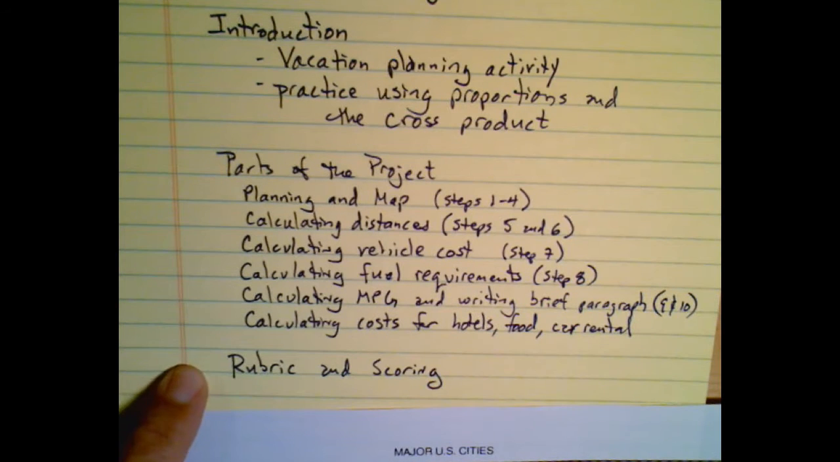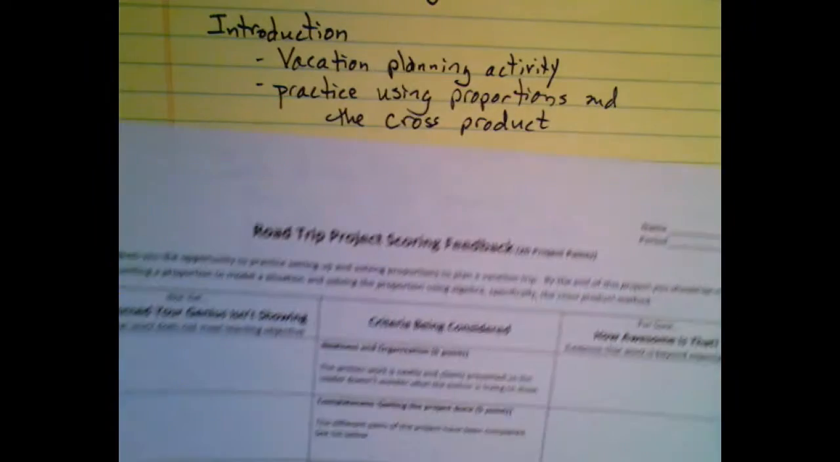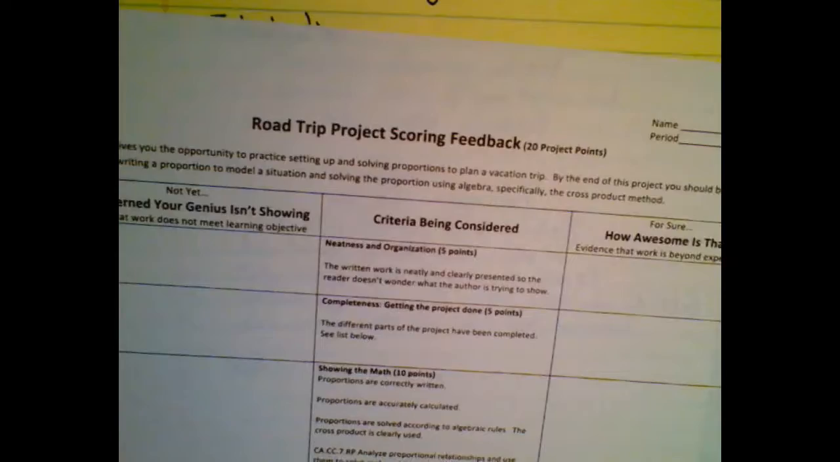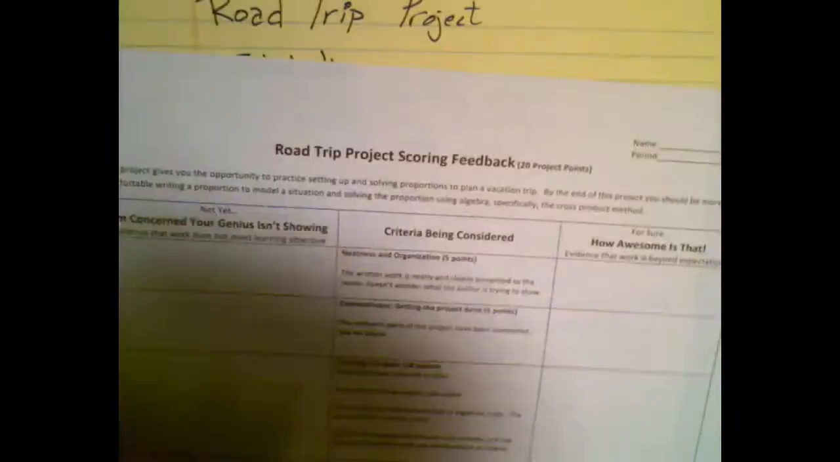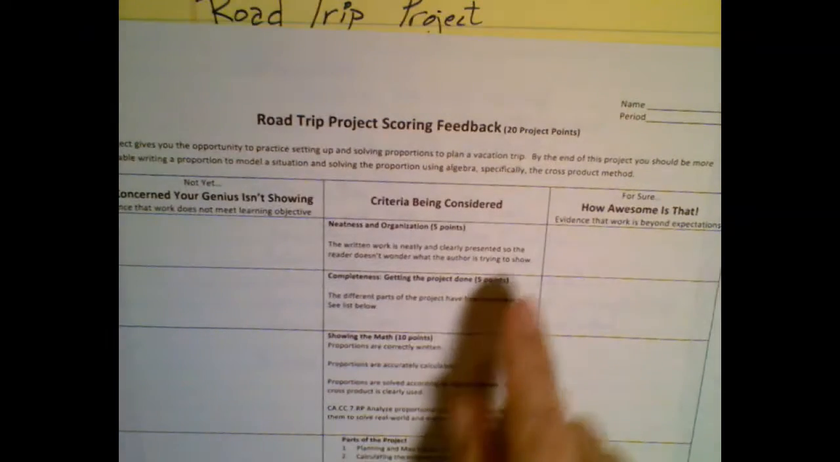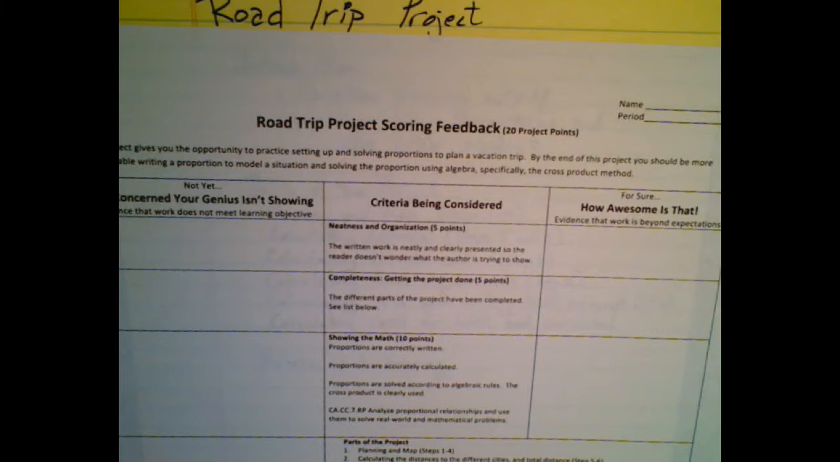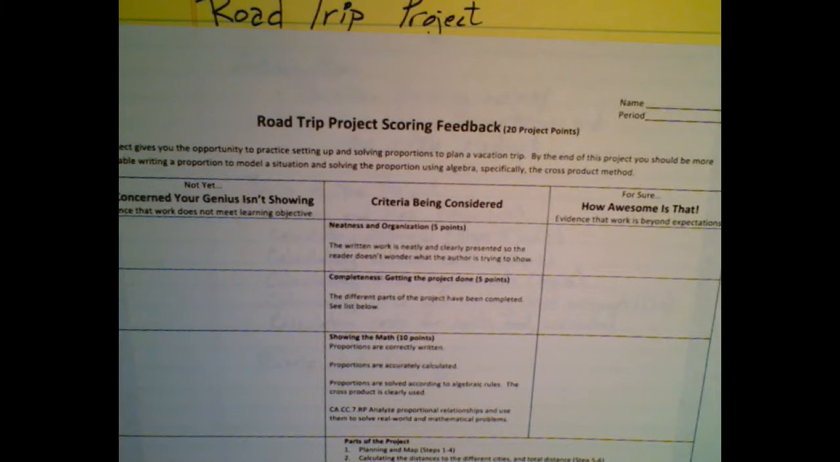So let's go over the rubric and scoring guide that you're going to have in your packets. It looks like this. The first thing to note is that this is a project, so it's going to be worth 20 project points. Remember, project points count much like quiz and test points do, so you want to treat this seriously, because this is something that can influence the overall grade.